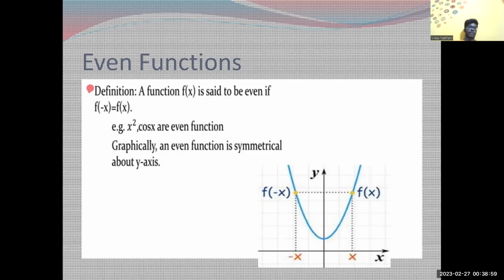Now let's talk about even functions. Some examples: x square, cos x, secant x are even functions, which are symmetrical about the y-axis. And odd functions are those symmetric about the origin, like sin x and so on. Now let's see the definition. A function f of x is said to be even if f of minus x is equal to f of x.